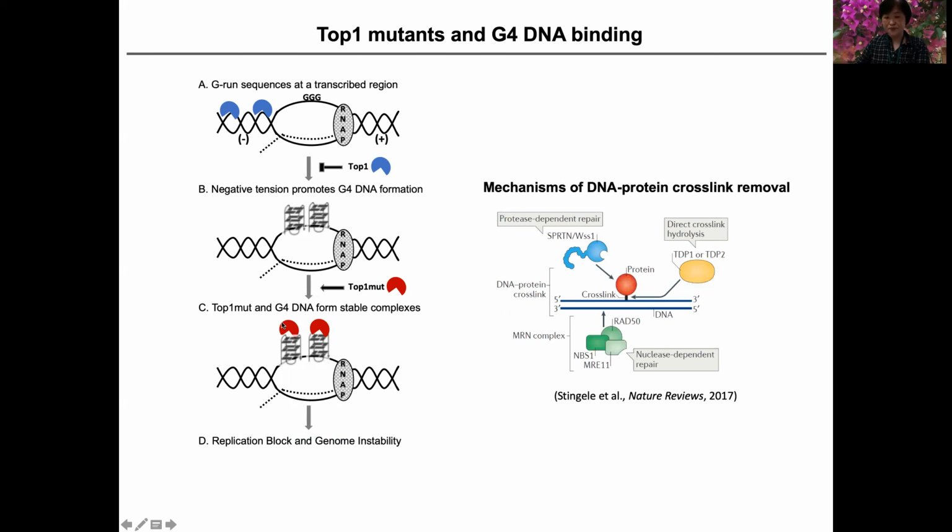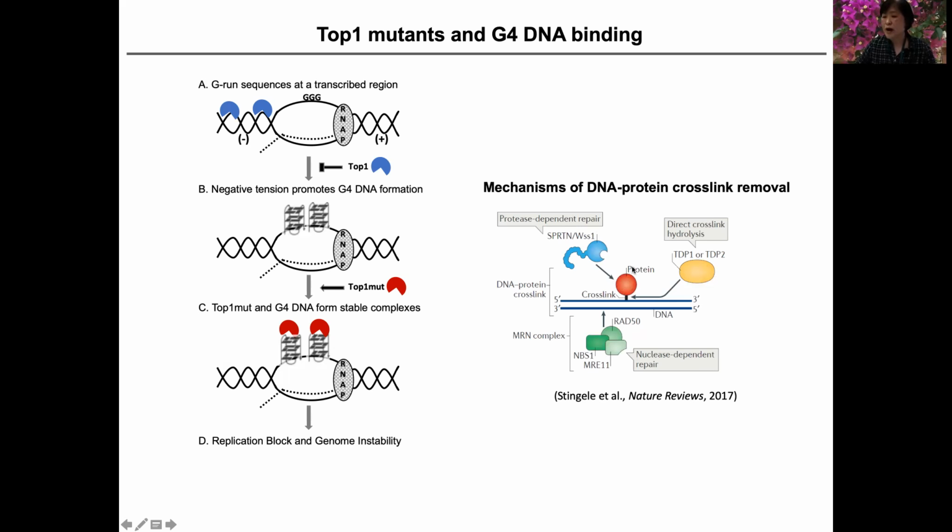So again, in a very similar way to nucleolin, we hypothesized that top-1 mutants bind to G4 DNA, forming a very stable complex leading to replication block. For proteins that are binding very specifically or even covalently crosslinked to DNA, that are stuck on DNA, there is a pathway called protease-dependent repair that can actually recognize these proteins stuck on DNA and degrade the protein to get rid of it.